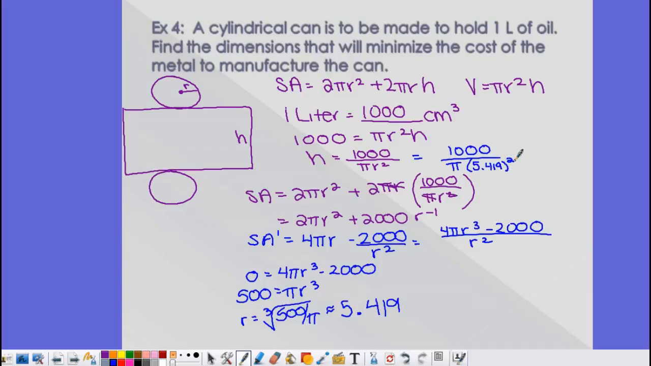Make sure that you always have 3 decimals. Make sure that if you're actually doing this math, you put the entire denominator in parentheses. And you get a height of approximately 10.839. Remember, they don't care if you truncate it fully. So these are in centimeters.